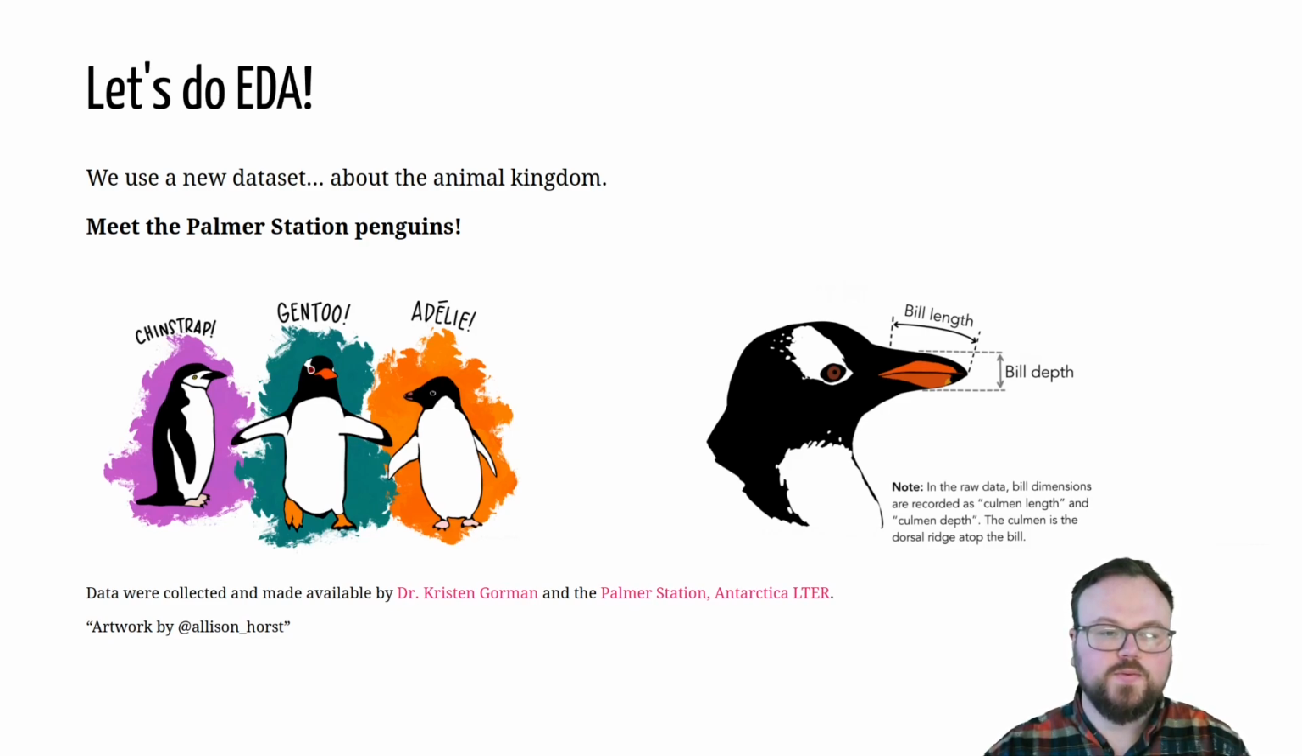So in this data set, we have three different kinds of penguins. We have the chinstrap, the gentoo, and the adelie. And we will look at the beaks of the penguins, which is measured using bill length and bill depth.